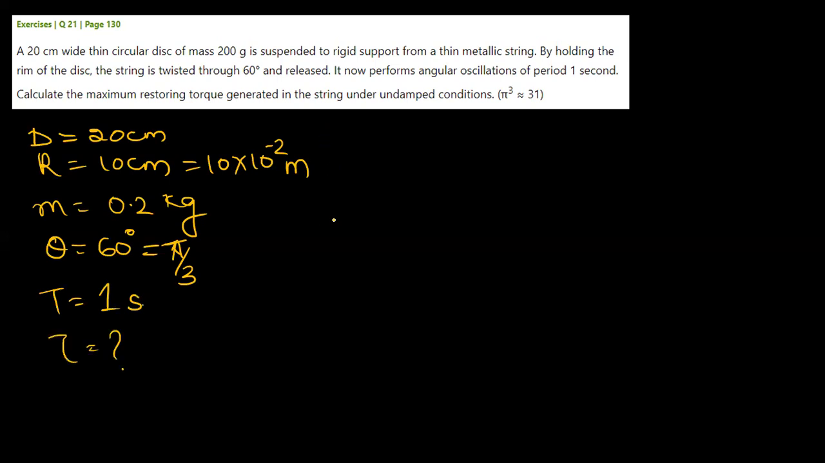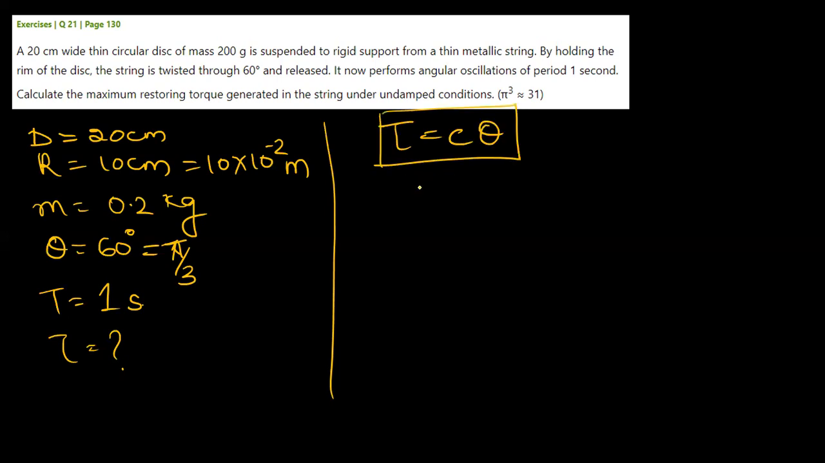Now, since it is performing angular oscillation, in this case we will have to take tau equal to c theta. Then what is c? From the differential equation of angular SHM, we find the value of c, which when you solve, you get c as I into omega square. So tau will be equal to I omega square into theta.